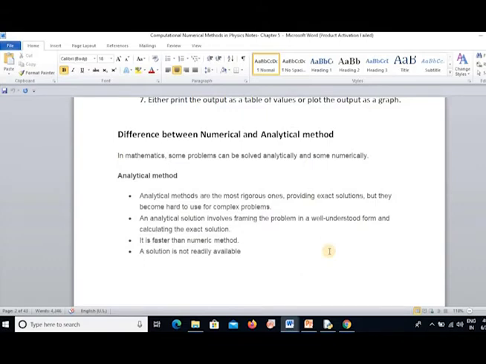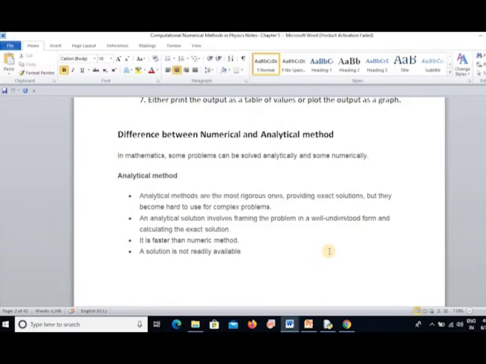What is the analytical method? Analytical methods are the most rigorous and most commonly used methods, which provide an exact solution. Suppose we want to integrate x square, that gives x cube by 3. It is an analytical method. Or the differential of sin x is cos x, an analytical method. That is, it always gives an exact solution. But if you are going to find the root of a quadratic equation by analytical method, we have the formula minus b plus or minus root of b square minus 4ac, by 2a.